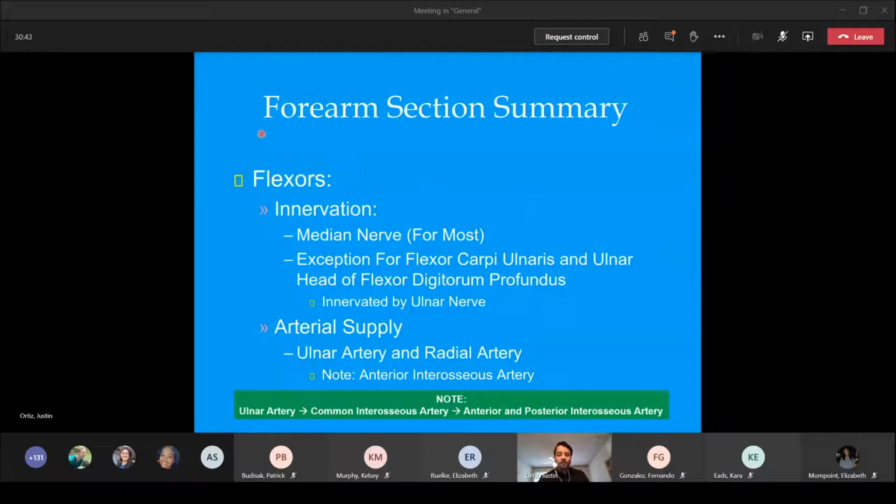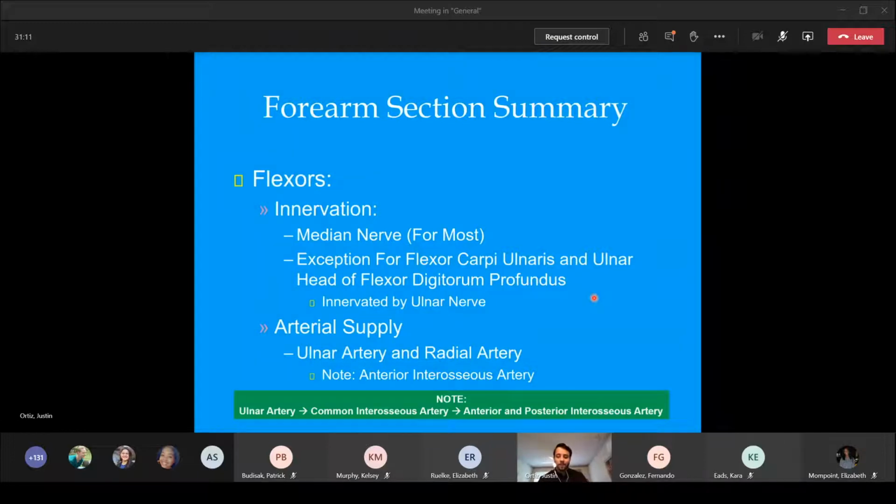So I put a little summary slide for you all to remember. Innervation of the flexors is going to be median nerve for most. The exception, like we said, is flexor carpi ulnaris, as well as the ulnar head of flexor digitorum profundus. Those are innervated by ulnar nerve. The arterial supply, remember, is ulnar artery as well as radial artery, right? But not anterior interosseous, which is a branch off the common interosseous, which comes off ulnar artery, right? So which is why I added this note. Those are important to remember.